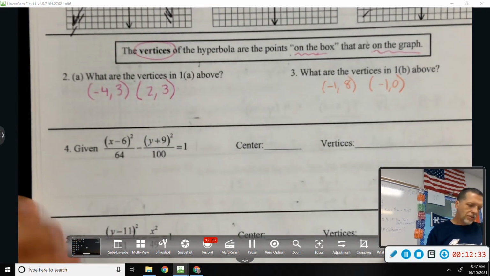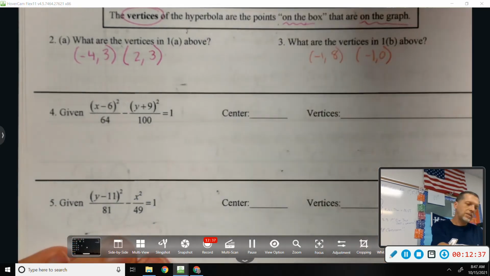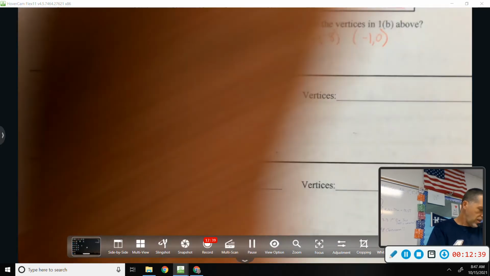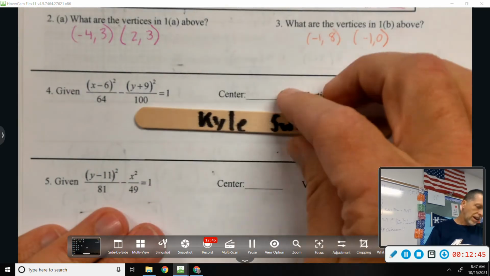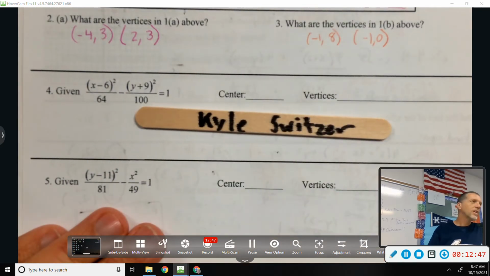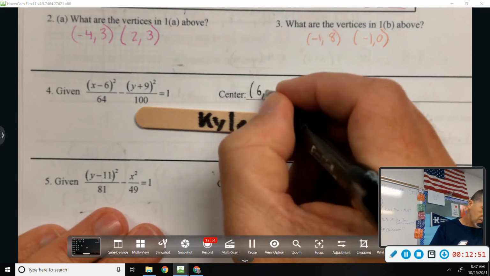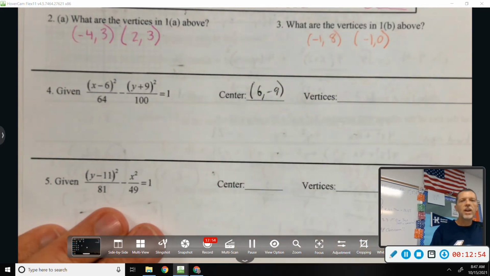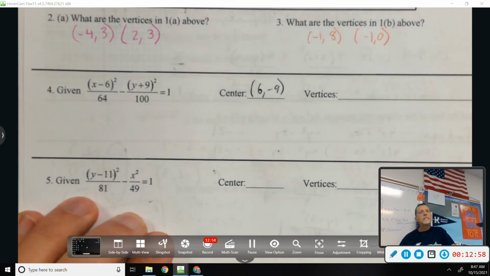All right, let's see if we can figure these out without graphing the whole thing. Or maybe we graph a little bit before we try it. Well, the center, I think, is not too bad. Kyle, how about the center for number 4? 6, -9. Good. 6, -9. Vertices. There's only 2 of them.